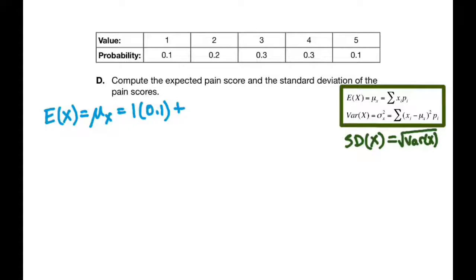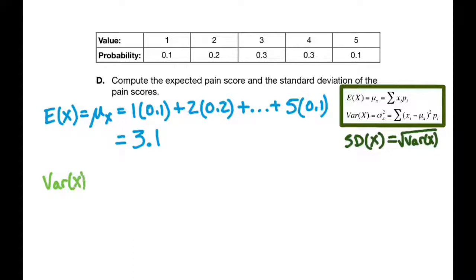So we have the first x times its probability, so 1 times 0.1, plus the second x times its probability, so 2 times 0.2. And we continue that pattern on and on and on. I don't want to write all those things out, so we'll just say plus dot dot dot plus. We get 5 times 0.01. When you do the math, you end up with that being 3.1.